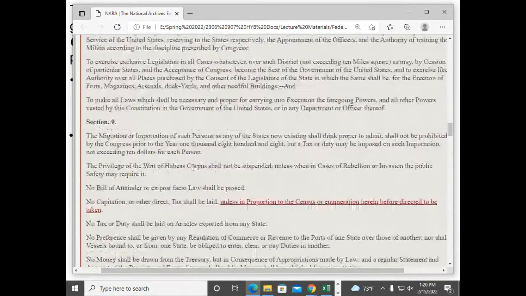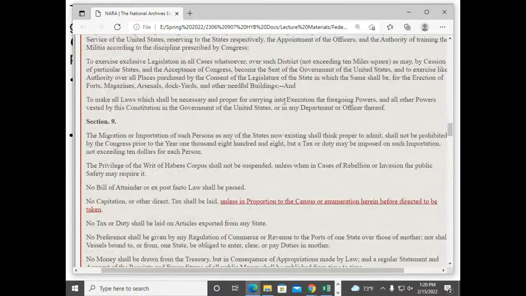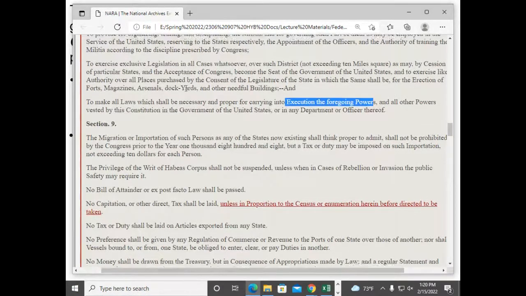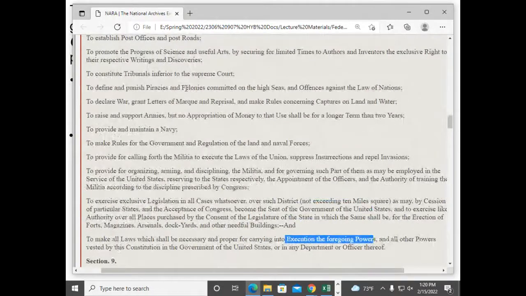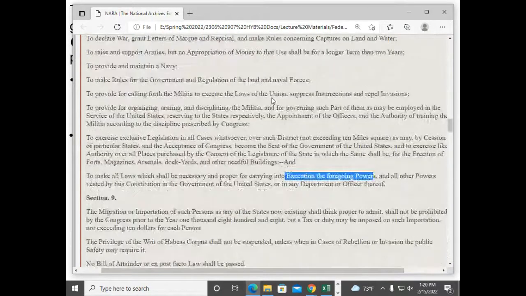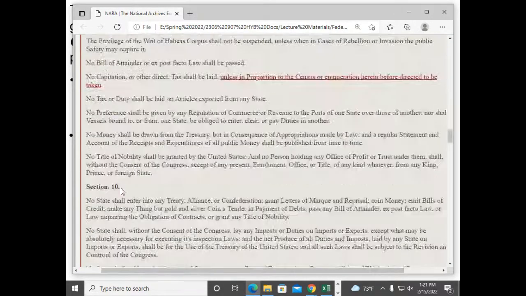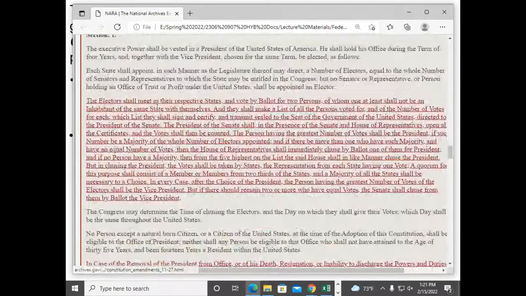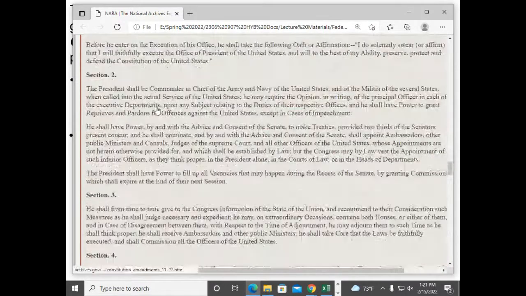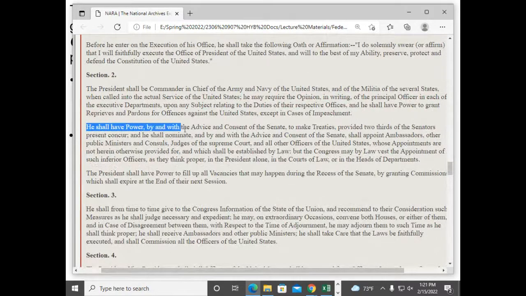What else does Congress have the power to make all laws that are necessary and proper to do? Not only to carry into execution the foregoing powers, those listed in the previous 17 clauses that are already powers of Congress, delegated powers of Congress, but all other powers vested by the Constitution in the government of the United States or any department or officer thereof. You know what? The president is a department or officer of the United States government. So if the president has the authority under Article 2, Section 2, Clause 2, he is the president, shall have the power by and with the advice and consent of the Senate to make treaties.